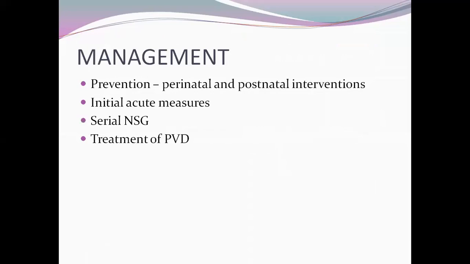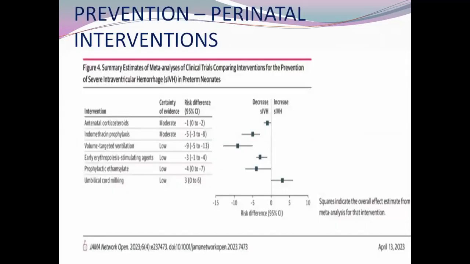And coming to the management part, IVH cannot be treated as such. It can be prevented only by perinatal and postnatal interventions. And if it occurs, we can prevent the progression of hemorrhage, screen for progression, and treat the complications like post-hemorrhagic ventricular dilatation. So it has been studied in a recent meta-analysis where antenatal corticosteroids, indomethacin prophylaxis, volume targeted ventilation, and early erythropoiesis stimulating agents have been found to be favorable in reducing the incidence of severe IVH in preterm neonates, as you can see here.